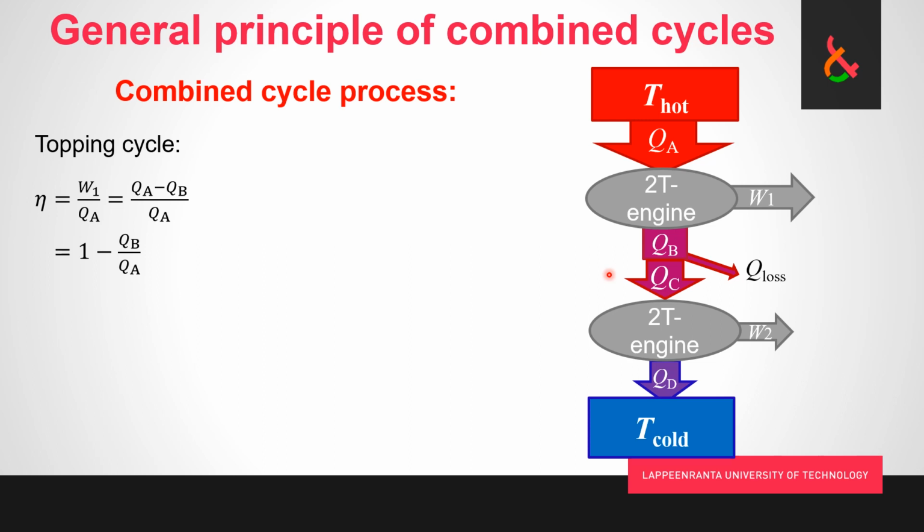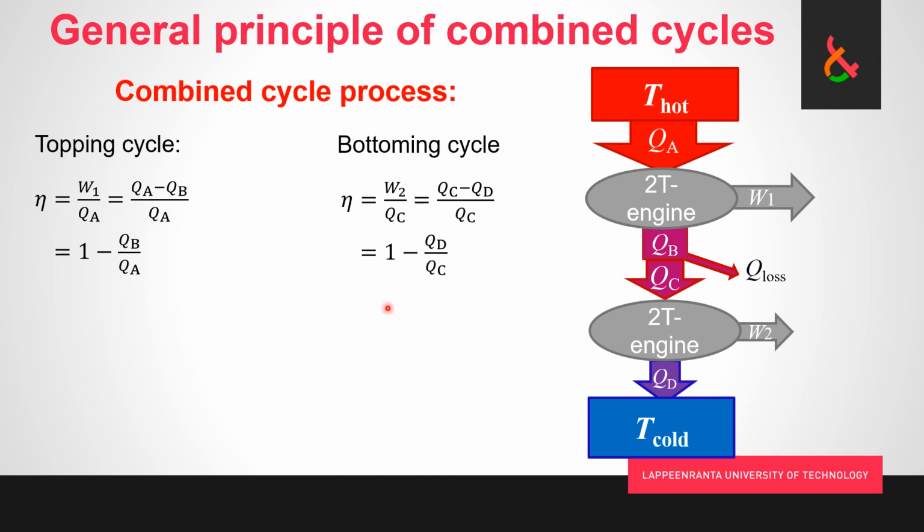Okay, we might not be able to recover all of the heat, so this QC that goes actually into the lower temperature two-temperature heat engine is only what is left remaining after we've lost some bit of heat, which we probably usually will be losing. And then from the QC we generate some other amount of work, W2, and a smaller amount of energy is lost to the cold reservoir. So the bottoming cycle efficiency definition is the exact same.